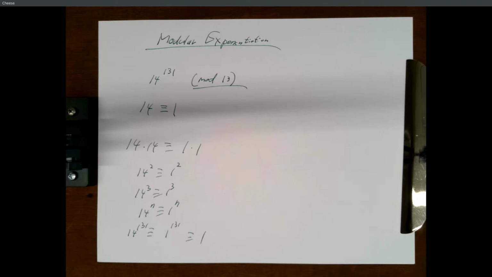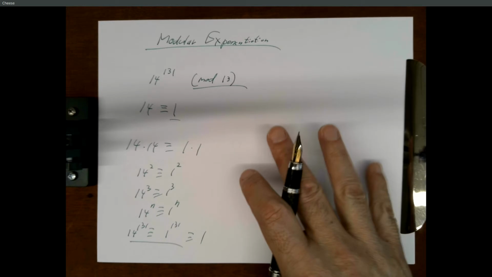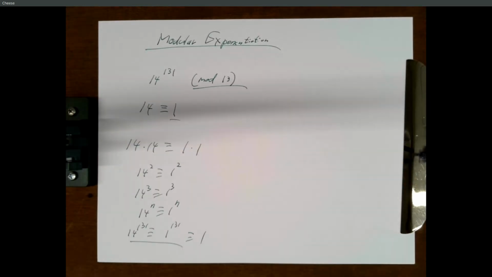Okay? So I did not have to multiply 14 by itself 131 times and then divide that by 13 and see what the remainder was. We switch over to a modular equivalent, and our calculation became very simple. Okay, so we can generalize this. I picked this because I knew 1 to the 131st would be easy to calculate. But we can generalize this.